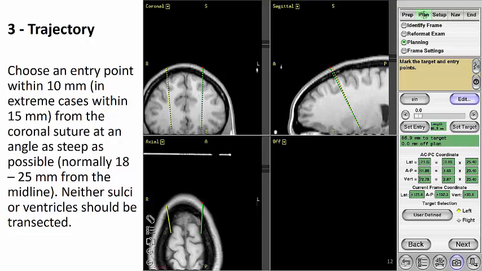In the next step, we'll create a trajectory. We will normally choose an entry point within 10 mm from the coronal suture at an angle as steep as possible. Neither sulci or ventricles should be transected.